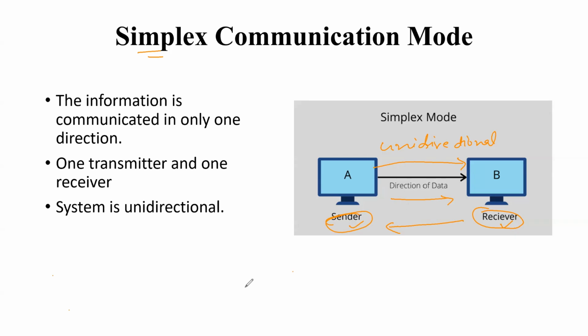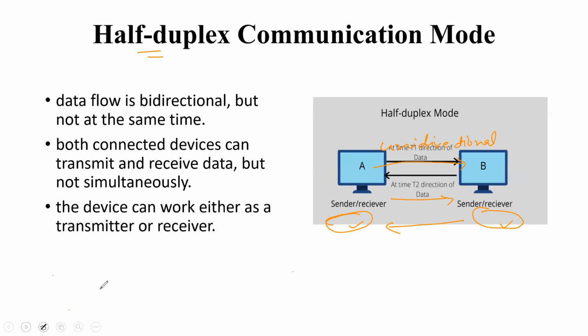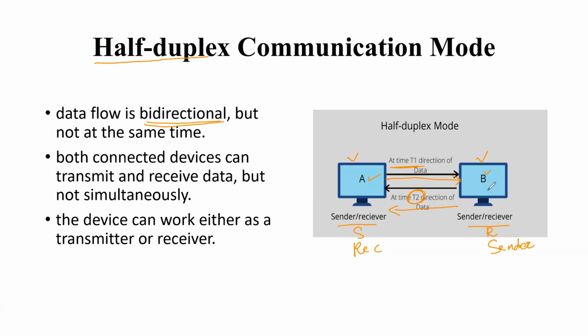Now, moving forward, let's see how the second mode of communication works. The second mode of communication available to us is called the half duplex mode of communication. Here the direction of data may be from device B to A. So in half duplex communication mode, both connected devices can transmit as well as receive, but they cannot do it simultaneously. They cannot do it parallelly. However, once the communication from one device is over, the second device may start sending data to the other device.